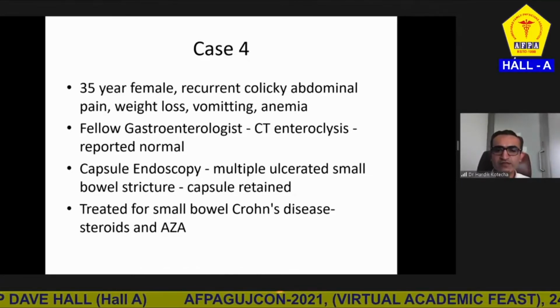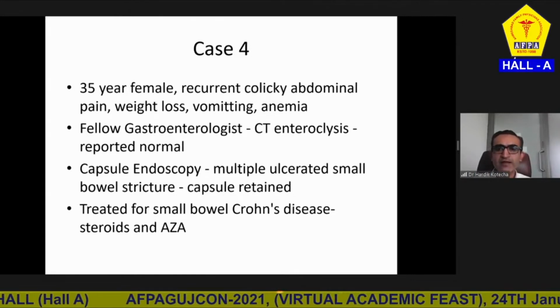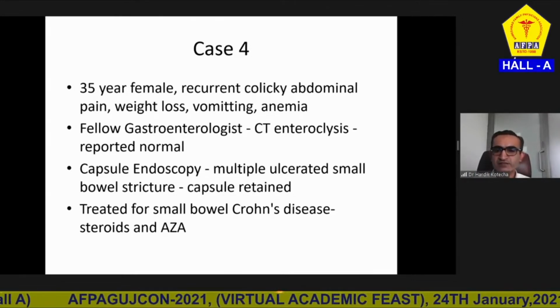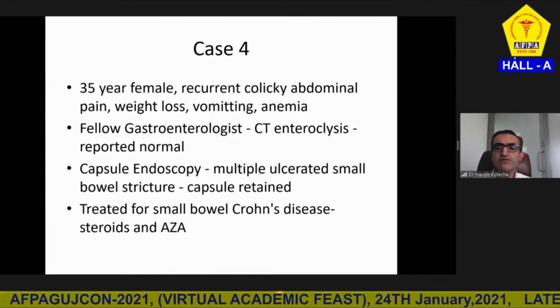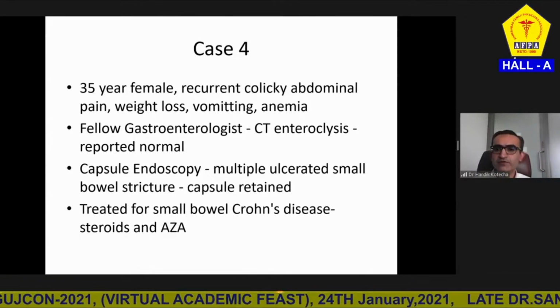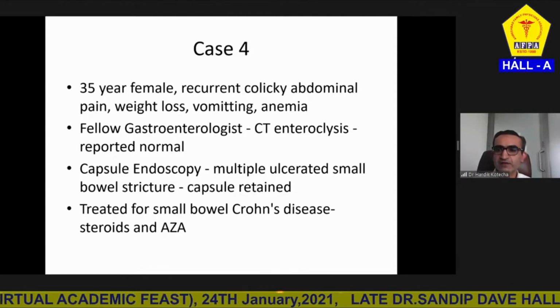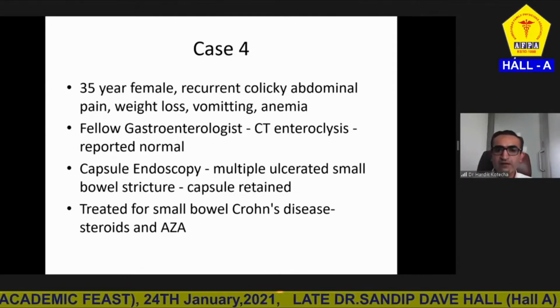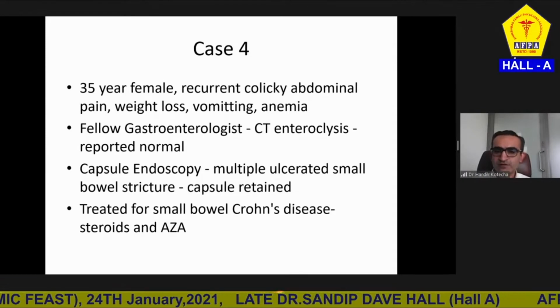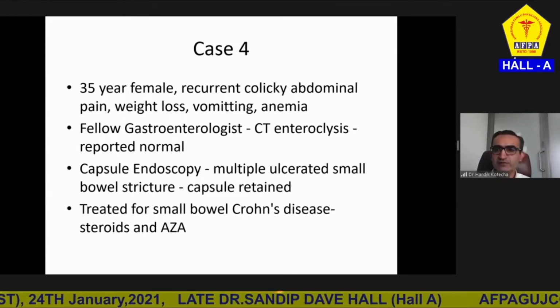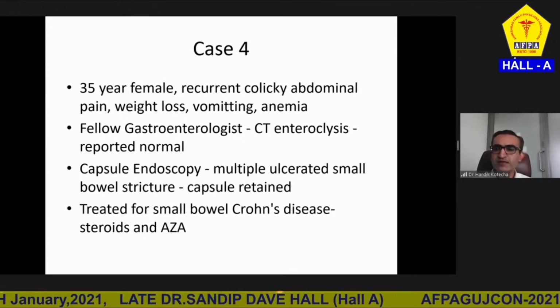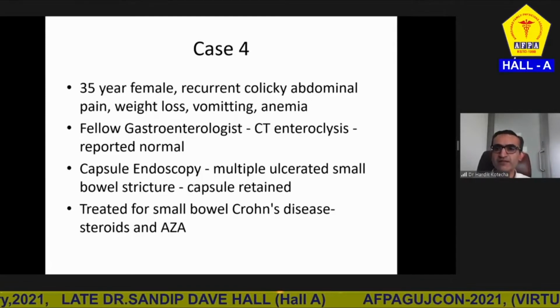So the gastroenterologist placed the capsule endoscope, and it showed multiple ulcerated strictures in the small bowel. The capsule was retained in the small bowel because of the strictures. The lumen was small, and the capsule didn't pass into the stool. A diagnosis of small bowel Crohn's disease was made. She was treated with steroid and azoran. Her symptoms improved. She started gaining weight, but she was not passing the capsule.